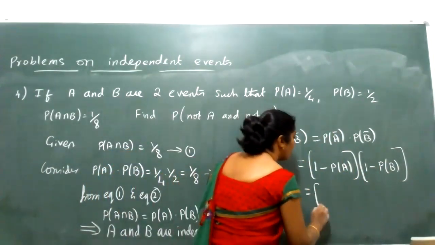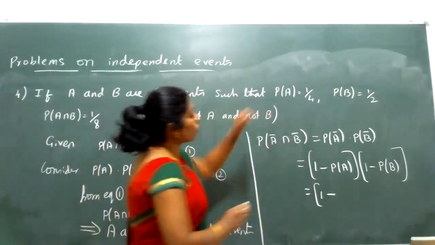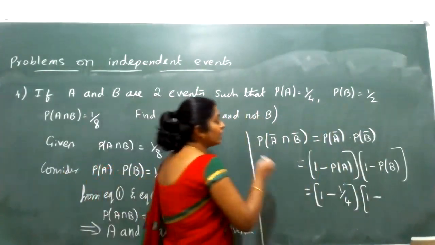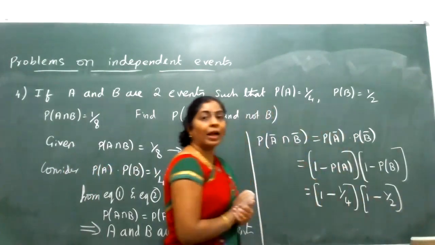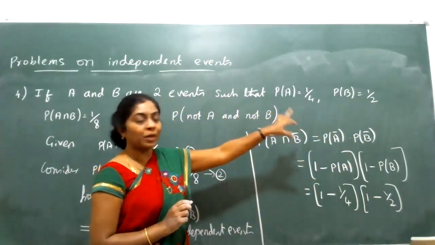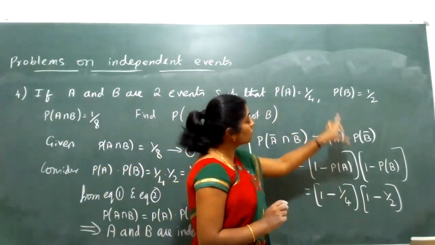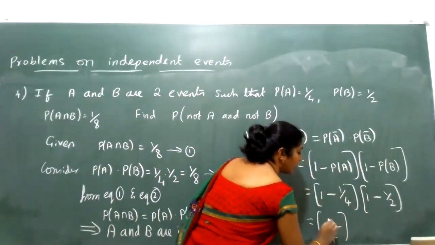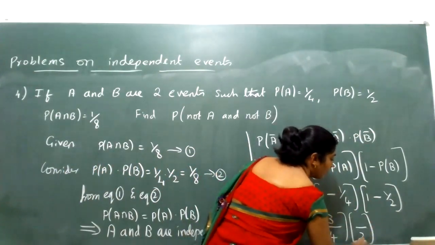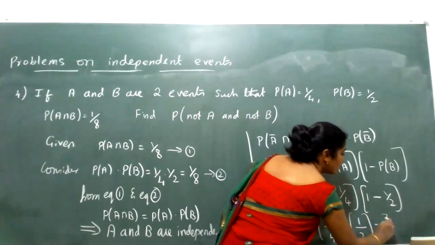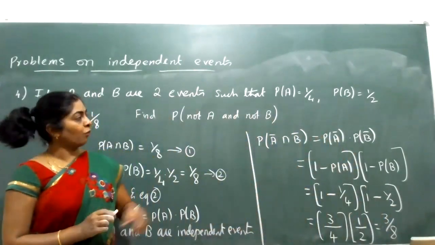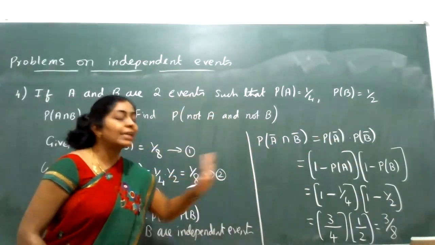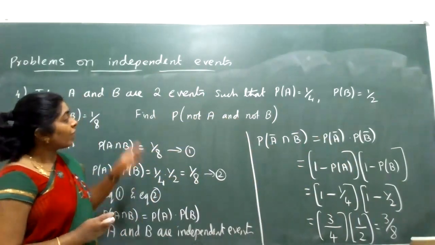Now, 1 minus, what is probability of A? It is already given, 1 by 4, into 1 minus, what is probability of B? It is 1 by 2. I've got the values of probability of A and probability of B. If I try to simplify this, 4 is the LCM, 4 minus 1, 3 by 4. 2 is the LCM, 2 minus 1, 1. So that is 3 by 8. Probability of A dash intersection B dash, not A intersection not B, is equal to 3 by 8. This is the value I get back.